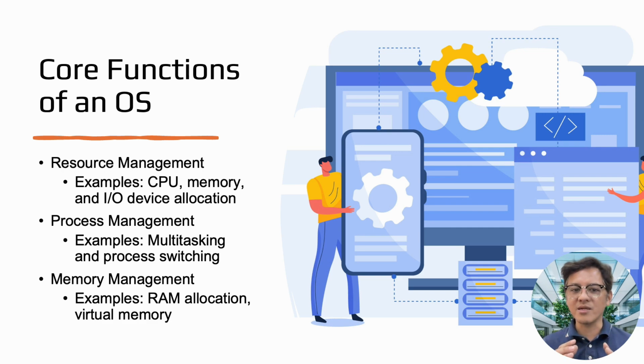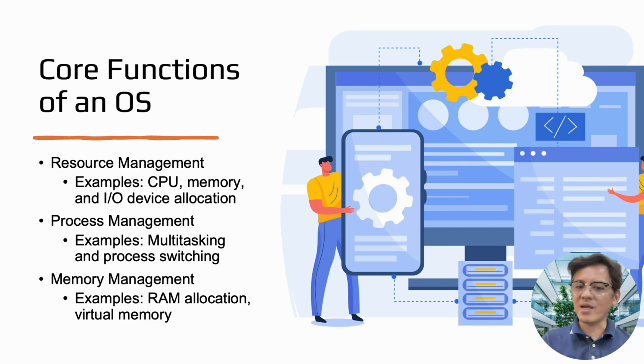Next is process management. Think of this as the OS juggling multiple tasks at once. For instance, if you're streaming music while typing a document, the OS switches between these processes so both can run seamlessly without interrupting each other.